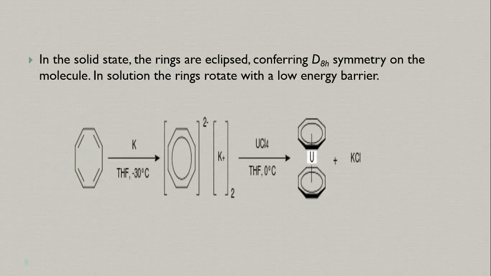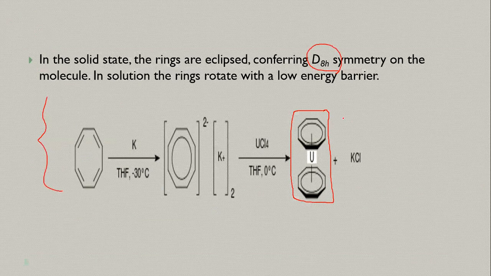Let's look at the structure. So in the solid state, these rings are eclipsed, and that is why they have a D8h symmetry, which we have already discussed in the previous part. So just look at the structure. This is the structure of uranocene. So just remember this. And if this question is asked in a CSIR NET like examination, remember this as well.